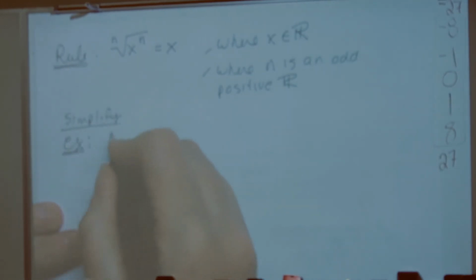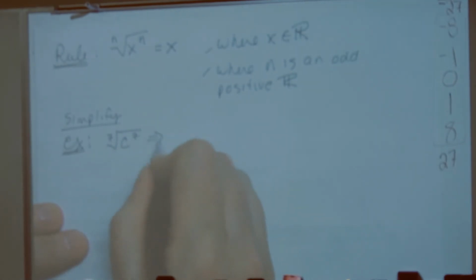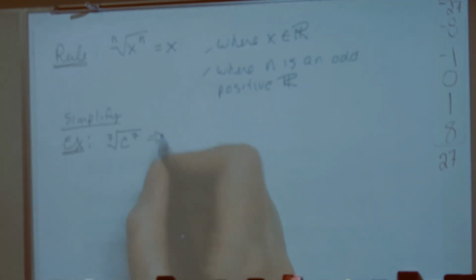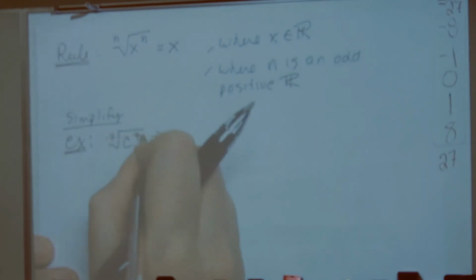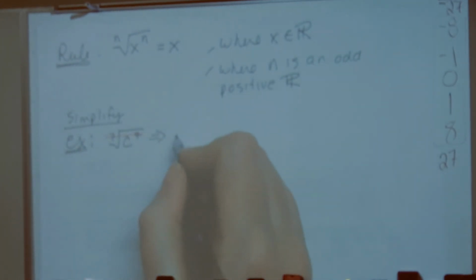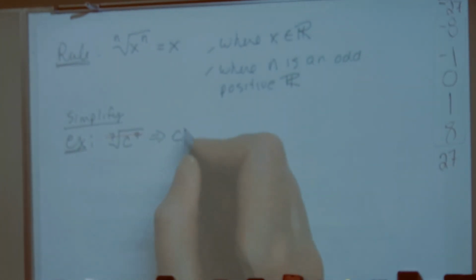Our first example: if I give you the 7th root of c to the 7. Cross out the 7, take out the c. By crossing out the 7s, you also cross out the radicals. And so that goes away. Now, we are just going to get c.